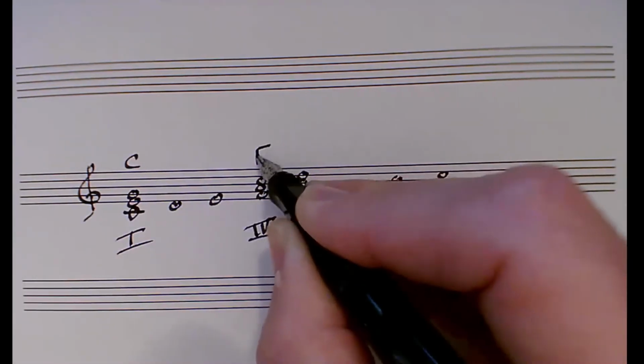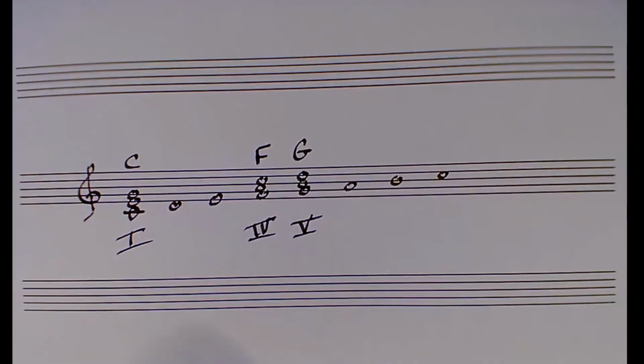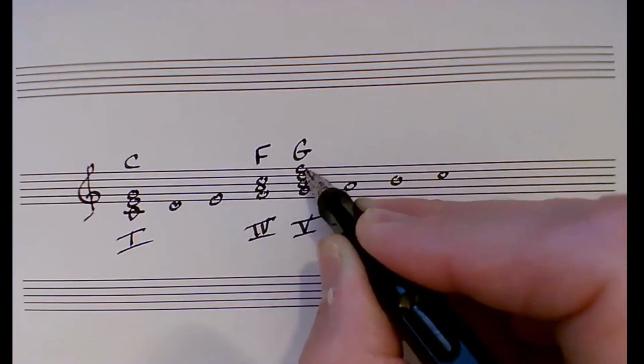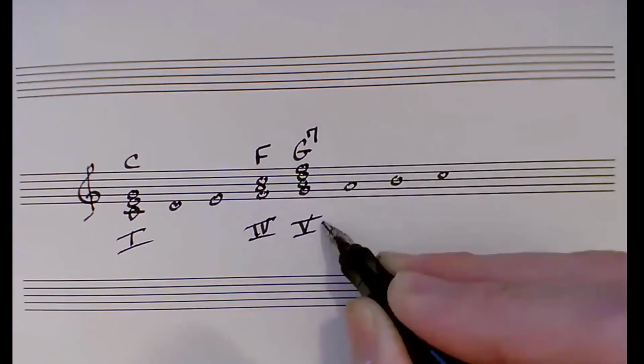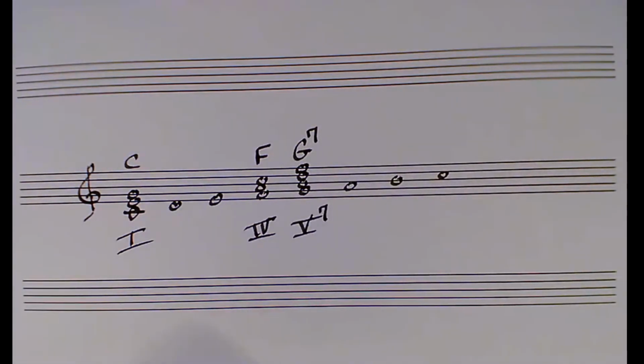It is quite common that this 5 chord will extend a little higher with the addition of the interval of the 7th, and we can call this 5-7, or G7 in this key. Now make sure to check out the video on dominant 7 chords for more information on this.